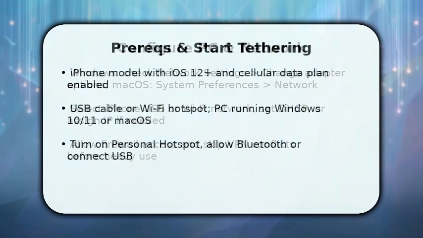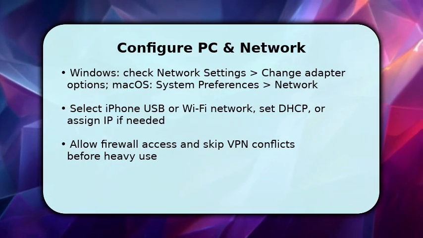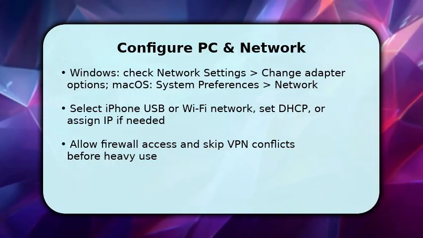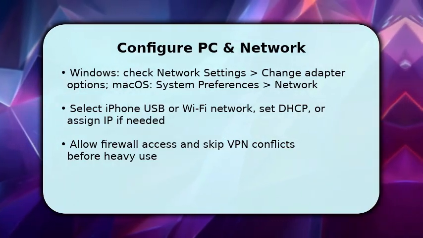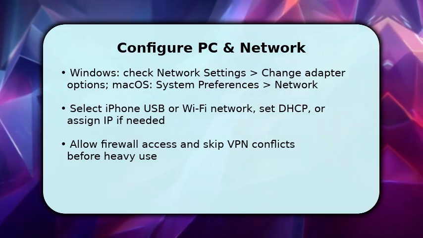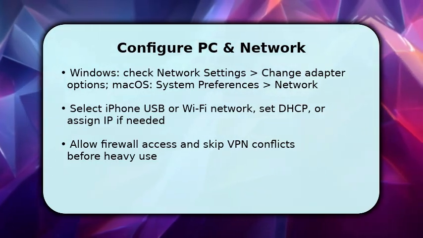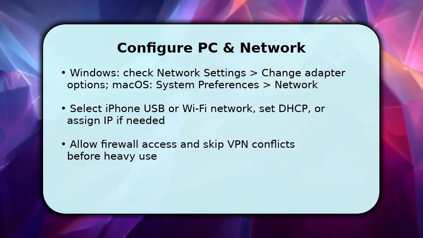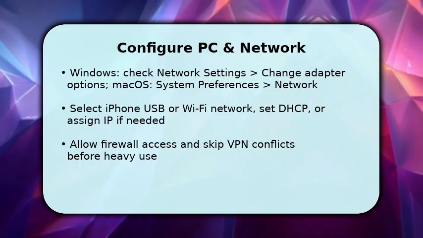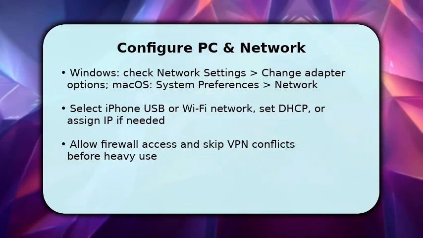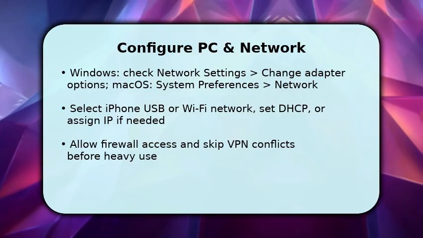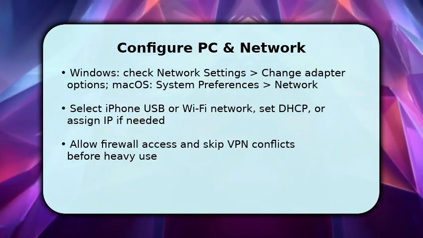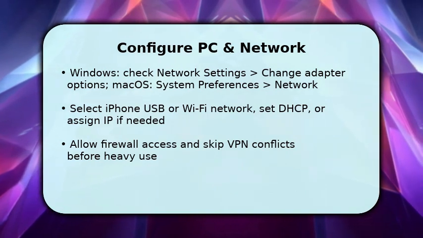Now configure the PC to use the iPhone connection. On Windows, open Network Settings and enable the iPhone Network Adapter. On Mac OS, pick the iPhone in Network Preferences. Once selected, the PC typically uses DHCP. If it does not, assign a simple IP on the same subnet. Make sure your firewall permits outbound traffic from common apps and temporarily disconnect VPNs that can hijack routes. You do this because correct adapter and route settings prevent packet loss and give stable connections.